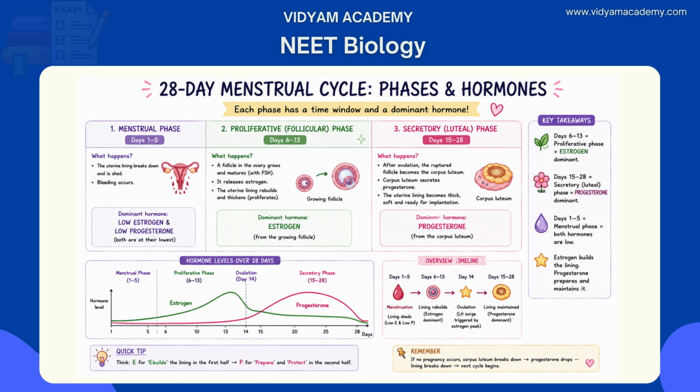During the menstrual phase, days 1 to 5, both hormones are at their lowest, which triggers menstruation to begin. So option A, which assigns progesterone to the menstrual phase, is wrong. That's why option C is exactly the right answer. Proliferative follicular phase days 6 to 13, dominant hormone estrogen is the exact answer, option C.